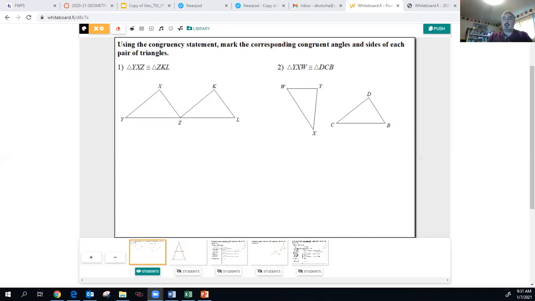So we looked at those criteria. Well, now we're going to get in more detail about it. Now we're going to prove that these triangles are congruent, and how we're going to prove that these triangles are congruent is based off of particular pieces of these triangles. So our opening activity is based off of a congruency statement.